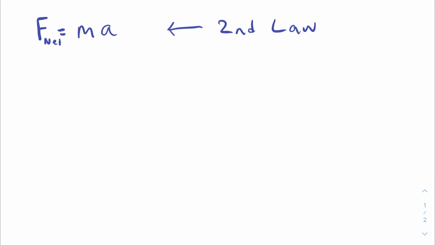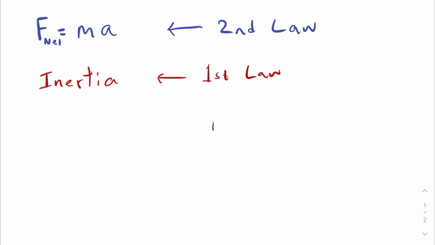What this formula tells us is that an object will only accelerate if there's a net force present. If there is no net force, the object will either remain stationary or move at a constant velocity. This concept is known as inertia, and this is Newton's first law.